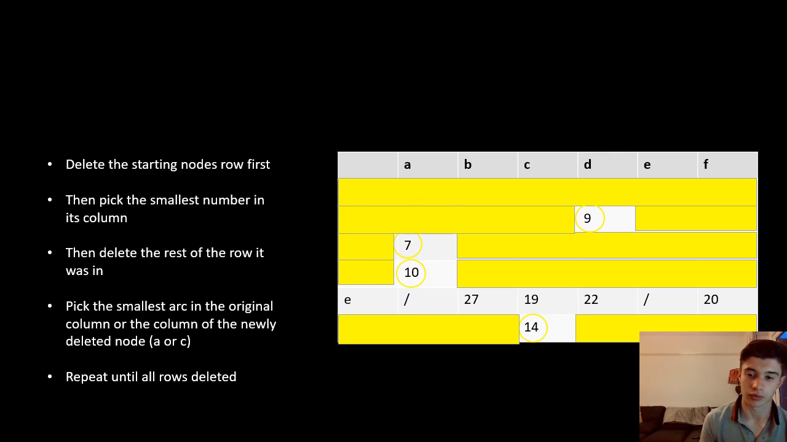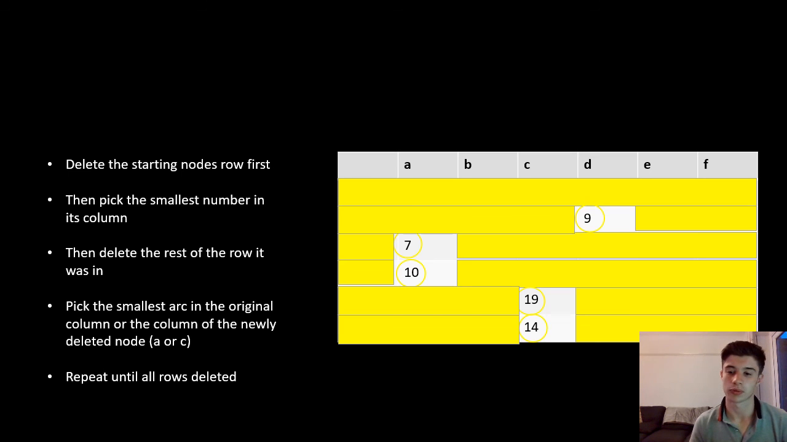And we delete F's row. And lastly, we've just got E's row to pick from. We can pick from any of the columns A, B, C, D or F, all going to E. And we pick 19 because that's the shortest way to get to E. And we delete E's row, and we're done. That is the algorithm done.